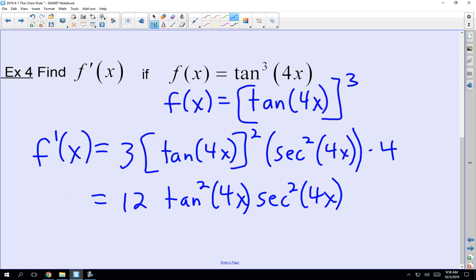What's that? Would you have to also square the 4x? No, you wouldn't. But that's how it'd be written on a multiple choice. Does that make sense? Yeah. Is that all right?